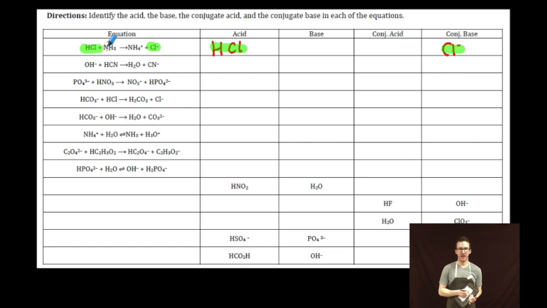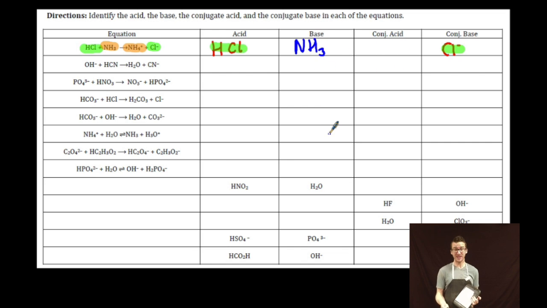As we take a look at the remaining two species in my equation, recognize that we've got NH3 on the reactant side and NH4+ on the product side. Now, in order for NH3 to become NH4+, it must have donated or accepted a proton, aka hydrogen ion. Answer, it must have accepted. And if NH3 is accepting a hydrogen ion, that makes it a base according to our Bronsted-Lowry definition.